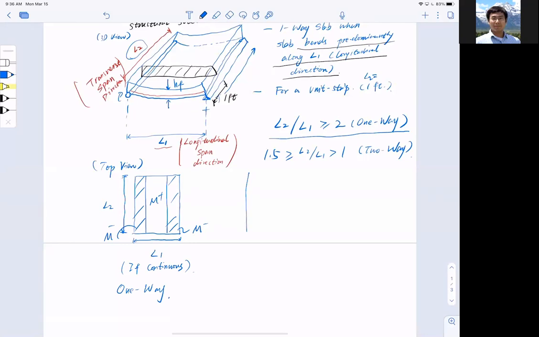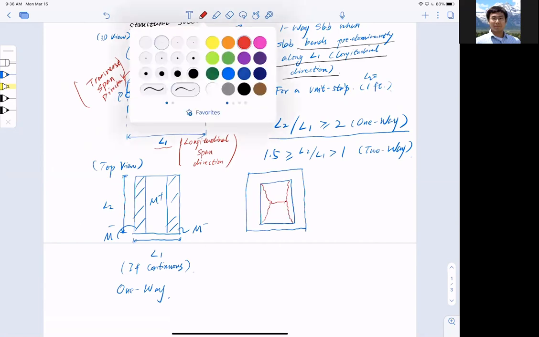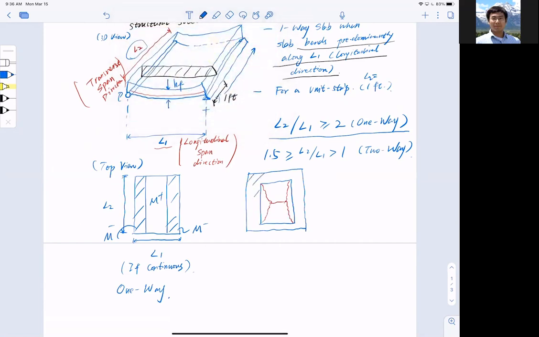But if I have a relatively square shape, when I consider my moment, I have to consider a failure line, which you will learn later. A failure line, so let me use red to differentiate here, at a 45-degree angle: crack line here, crack line here, crack line here. The shaded area is the so-called bending zone, and in the middle is my positive bending zone. So this is L1.